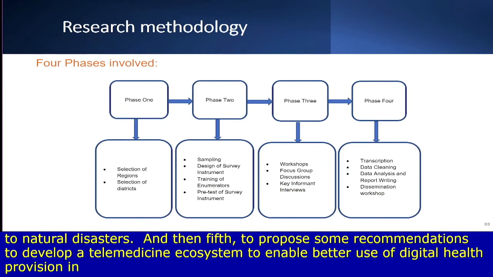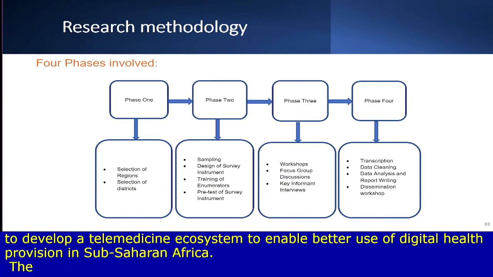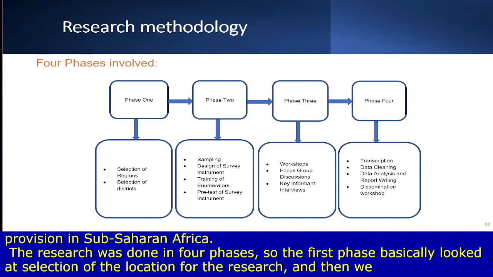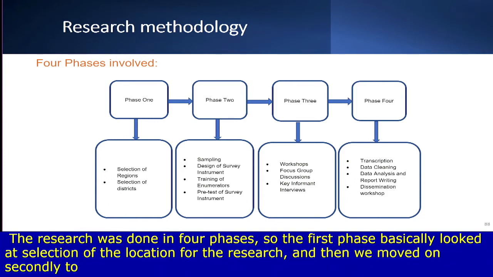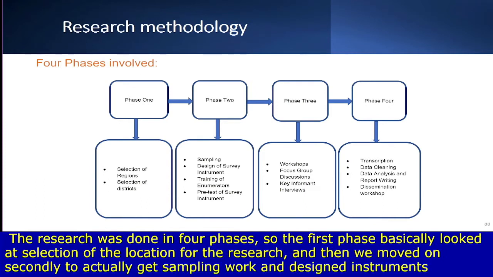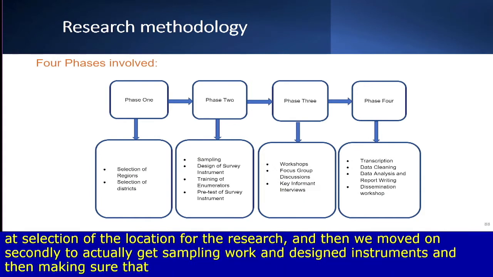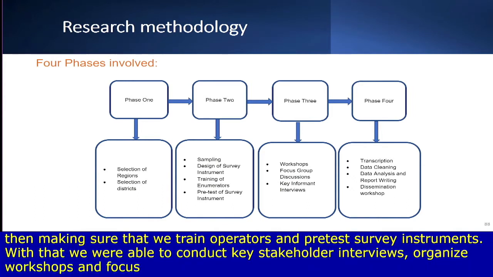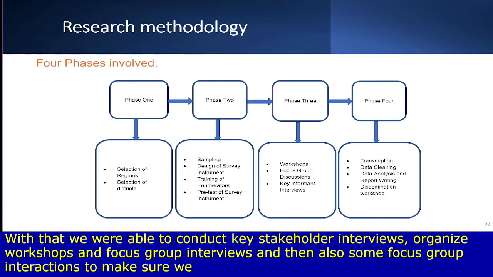The research was done in four phases. The first phase looked at selection of the location for the research, and then secondly we got the sampling framework right, designed the survey instruments, and made sure that we trained enumerators and pretested our survey instruments. And then with that, we were able to conduct some key stakeholder interviews, organize some workshops and focus group interviews, to get a first-hand understanding of exactly the state of the telemedicine ecosystem in Ghana.